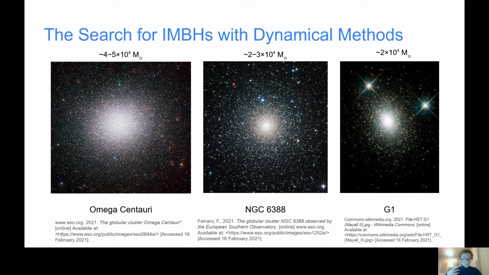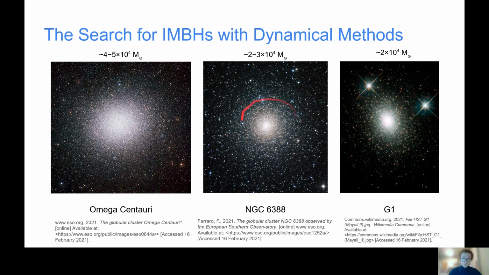So let's instead look at some of the candidates that we have found using dynamical methods. We've got Omega Centauri, NGC 6388, and G1, which is outside the Milky Way. Now, while we have papers in favour of Omega Centauri, suggesting that it's around 4 to 5 times 10 to the 4 solar masses, we also find papers refuting this mass based on proper motions, and the velocity dispersion they use can be explained by other processes.